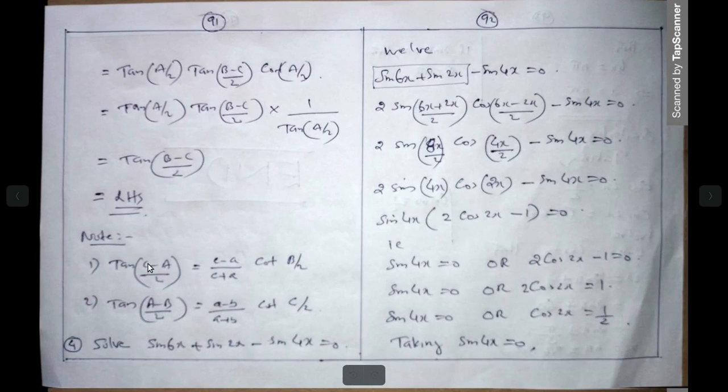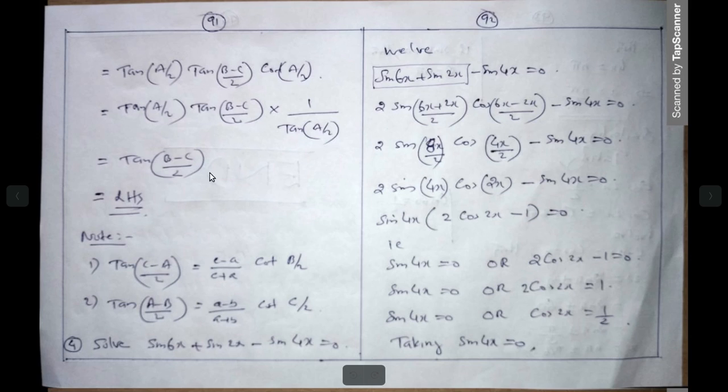That is tan((C - A)/2) equal to (C - A)/(C + A) cot(B/2). Similarly, tan((A - B)/2) is equal to (A - B)/(A + B) into cot(C/2). So the same methodology is used here, and the proof is omitted. You can derive the result yourself. Otherwise, you learn this problem only.